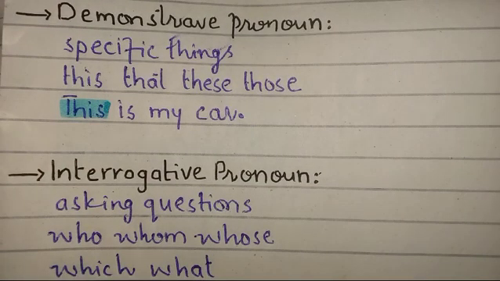Then there is demonstrative pronoun. Demonstrative pronouns are used for specifying things. For example, this is my car. Whenever we write this, and after this we write a noun, like this car is mine, then here this will be a demonstrative adjective. If after this we write a verb, then this will be a demonstrative pronoun.